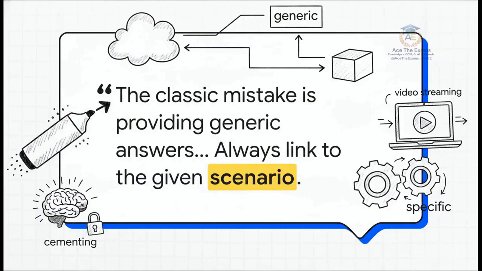Don't just take my word for it. Look at this direct quote from the actual principal examiner report. They say, the classic mistake is providing generic answers. Always link every point to the given scenario. You need to cement this into your memory. If the question is about a specific video streaming service, your answer must reference that specific service. Actually, scratch that. It must revolve around that service, not just talk about bit streaming in general.